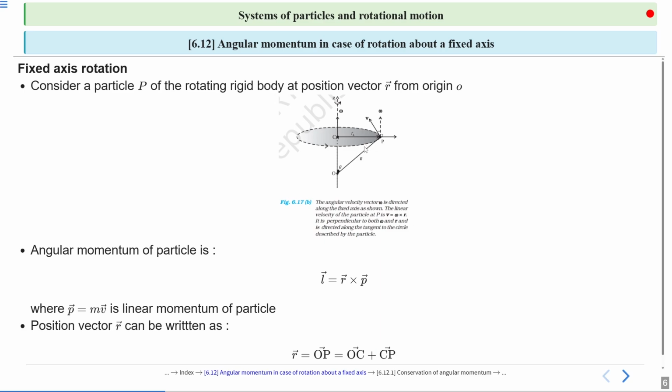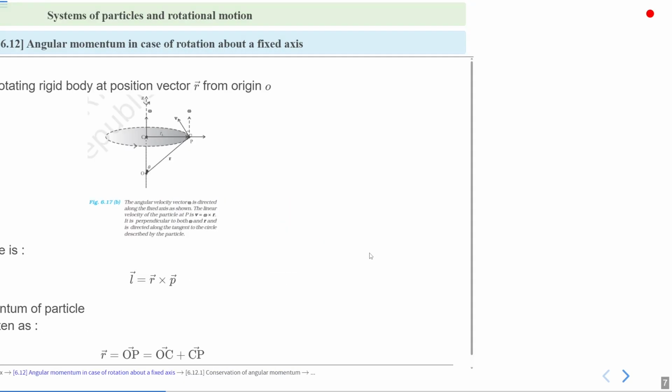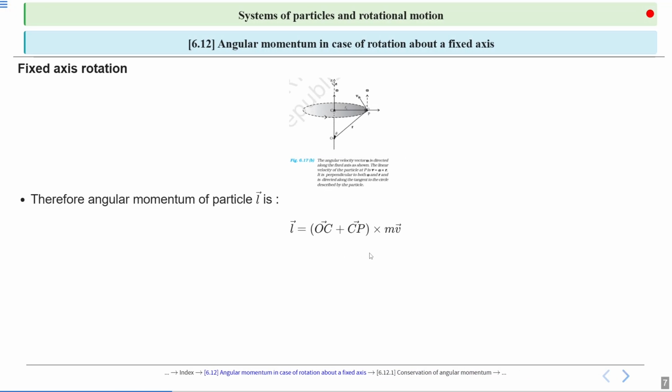This is the representation of the position vector in terms of OC and CP. Now, we know r is equal to OC plus CP. This is the position vector. Now we know the angular momentum of the particle is r cross p. Here r is OC vector plus CP vector, cross p. Here p is the linear momentum, mass into velocity. So L becomes OC plus CP cross mass into velocity.